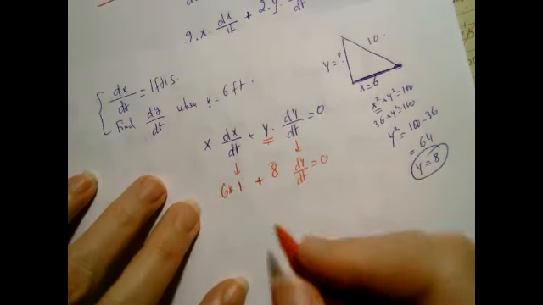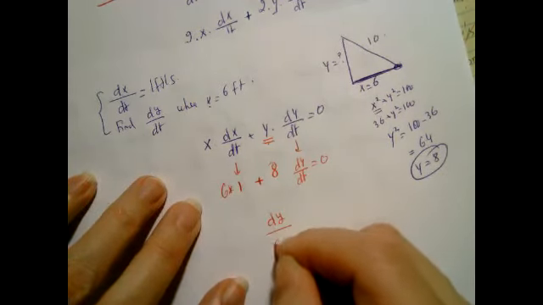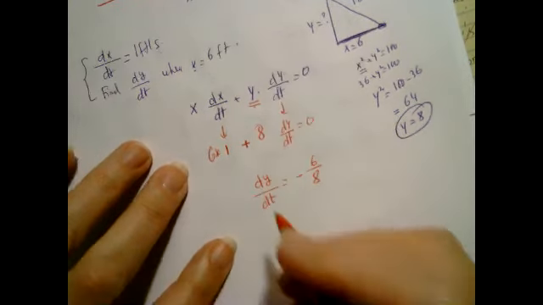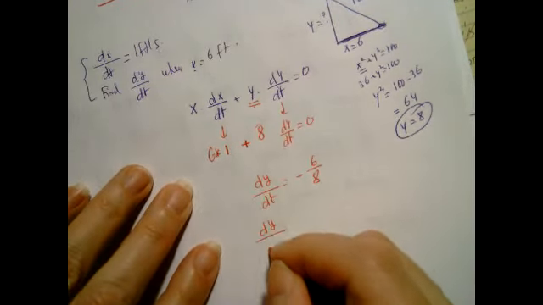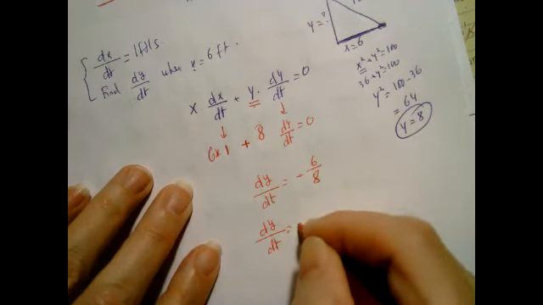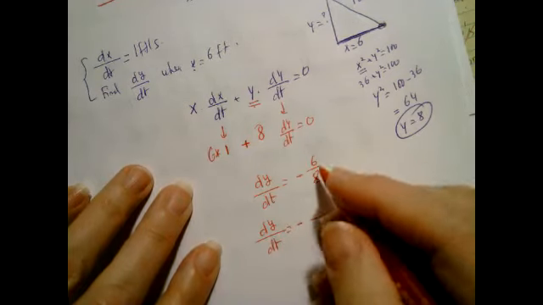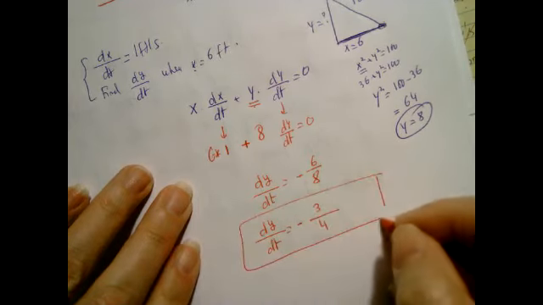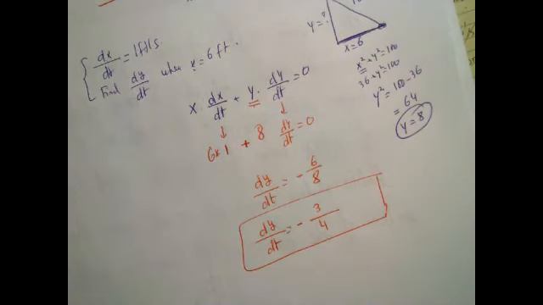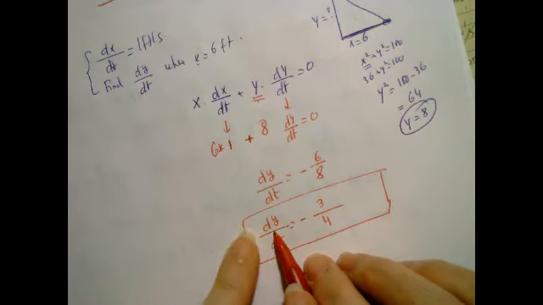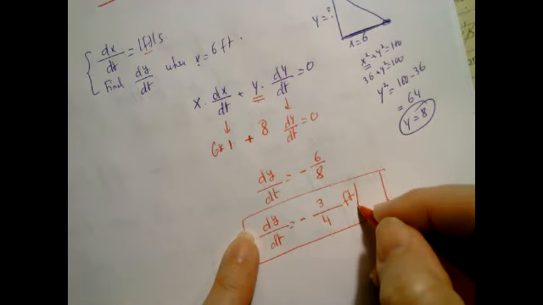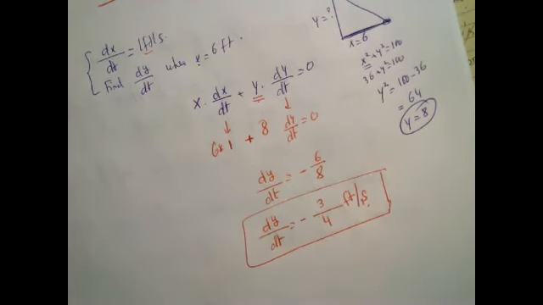And now I solve for dy/dt. This would give me dy/dt equal to minus 6 over 8. It means dy/dt equals minus 3/4, and the unit. Okay, what's the unit in this problem? What's the unit? Y is measured in feet, and time in seconds, so feet per second.